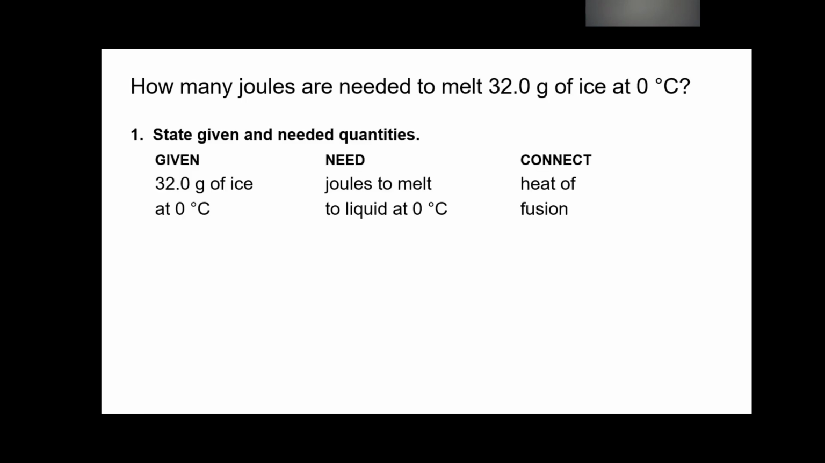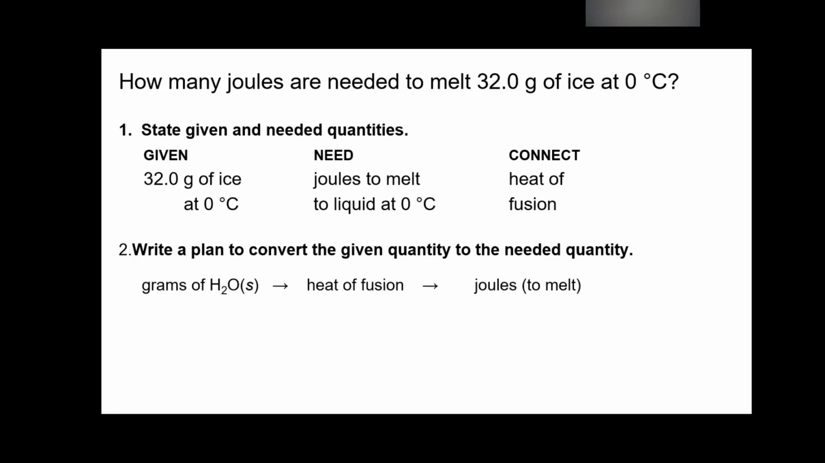So here's an example. How many joules are needed to melt 32 grams of ice at 0 degrees Celsius? Now remember, 0 degrees Celsius is freezing and melting, but this is melting, and we want to know the joules. So we're given a certain amount of ice. We need to melt it at 0 degrees Celsius, and we're going to use the heat of fusion constant.